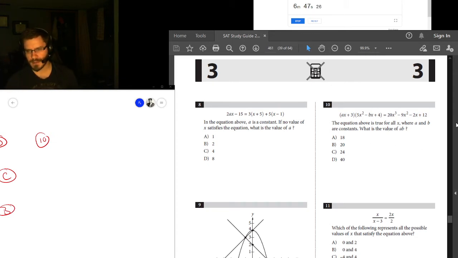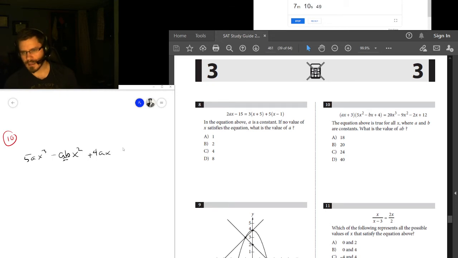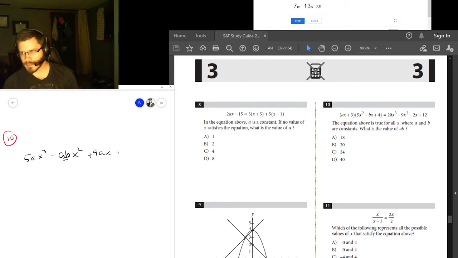So let's go ahead and distribute that through, and we get 5a x cubed minus ab. There's our ab. Minus abx squared plus 4ax. Need more room. Plus 15x squared minus 3bx plus 12. Woof. And this is all equal to the rest of that stuff.